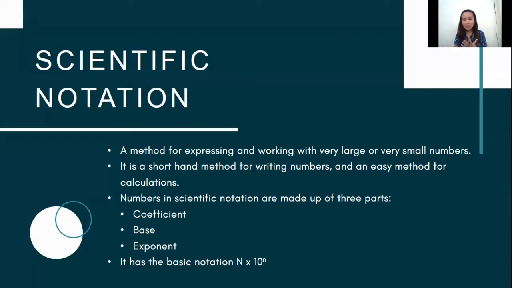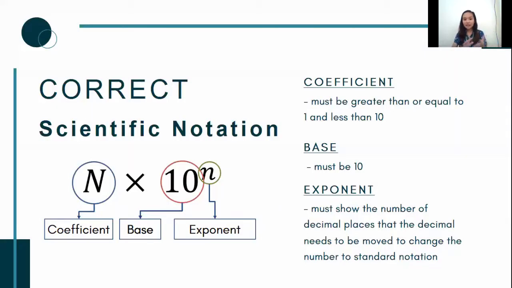Also, these numbers are made up of three parts. We call them the coefficient, the base, and the exponent. So it has a basic notation, N times 10 raised to small n. The big N here is what we call the coefficient, times 10, that's the base, and then your exponent, which is the small n.